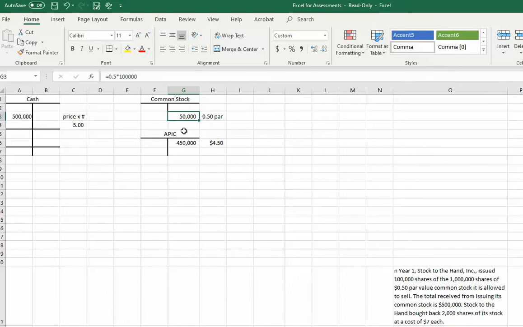The par times the number of shares issued goes in here. The amount you got over par, in this case $4.50 per share, or 450,000, goes in the additional paid in capital account. And that's how you record the issuance of par value stock.